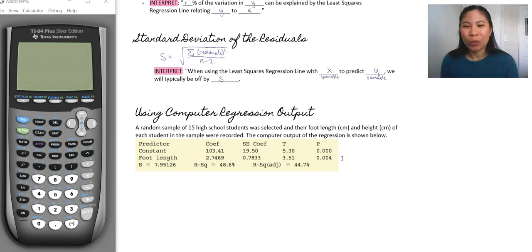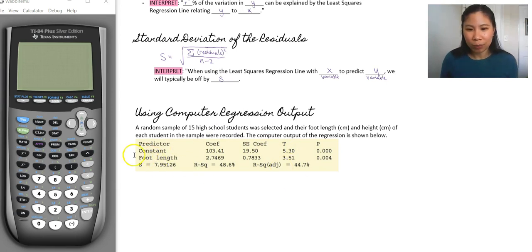So we want to be able to read what their printouts look like as well, because this is also how you would see it on the AP test. Looking at this printout, this is about a problem where we took data from 15 high school students, and their foot length and their height was measured and recorded. So they're basically trying to predict height from foot length.